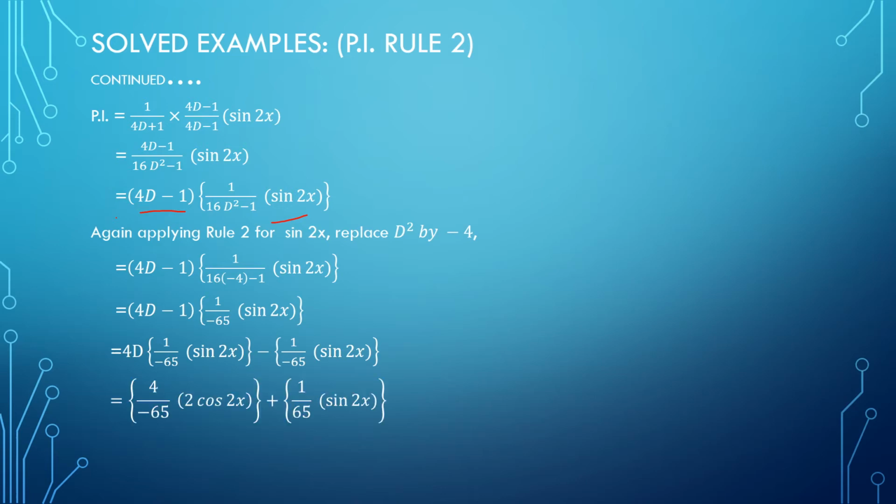So 4d is operated means what? We have to take the derivative of sine 2x here. So this is the derivative of sine 2x we have taken because d is operated, and that's how I'll get my particular integral as this expression.